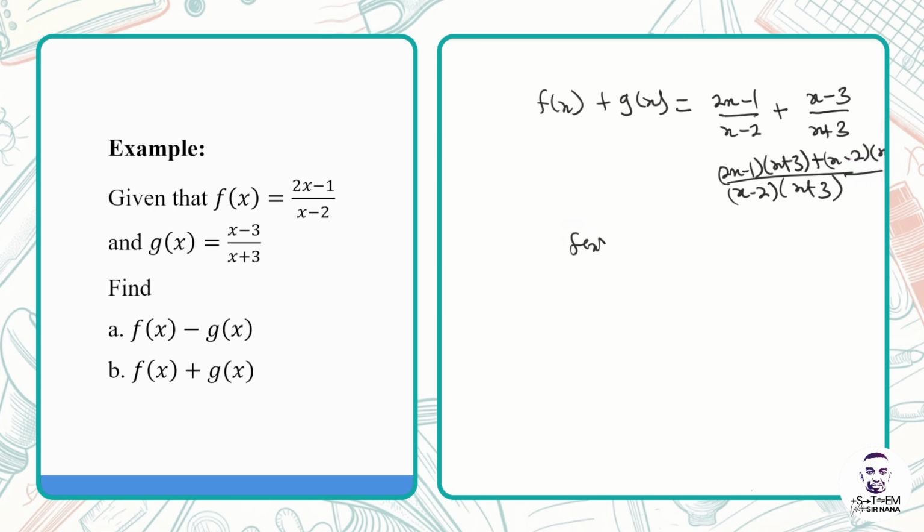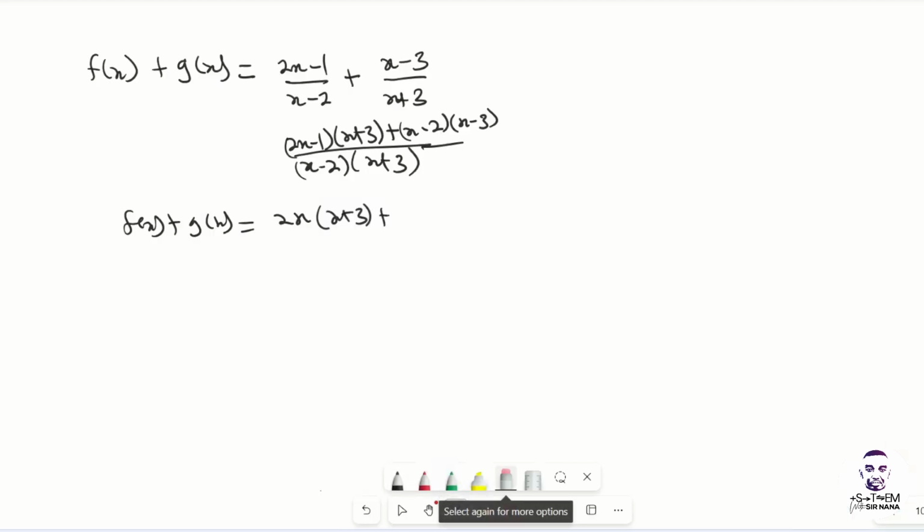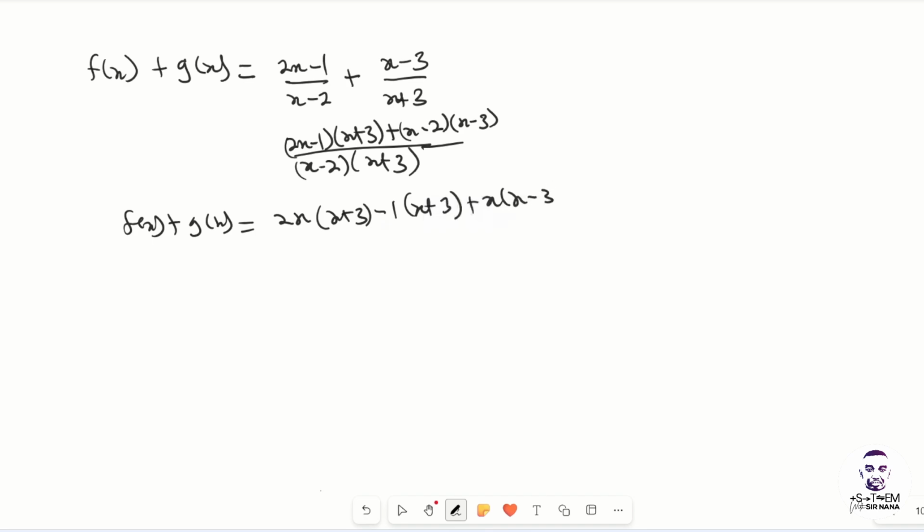So we are going to have f of x plus g of x to be equal to 2x minus 1 times x plus 3, plus, right, in this case we have 2x times x plus 3, and then we have negative 1, right, which is here, negative 1 times x plus 3. Then on the other hand we have plus x minus 2 times x minus 3. Then all this over the LCM, x minus 2 and then x plus 3. So let's expand the numerator part.